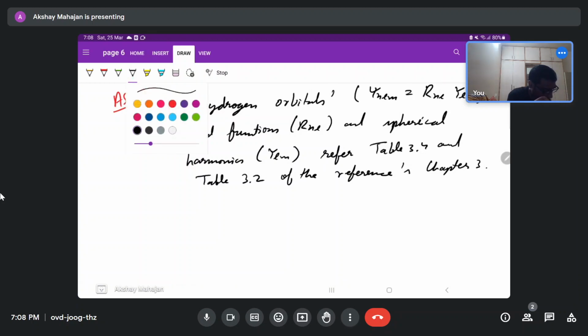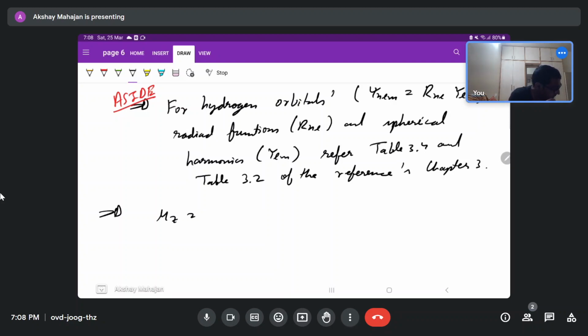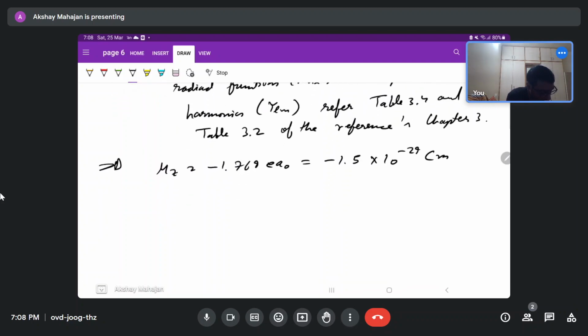Alright. Basically, if we do this integration, then mu z comes as minus 1.769 e times the Bohr radius, or basically you can find it as minus 1.5 times 10 to the power minus 29 coulomb meter. Alright, so we can find this mu z.